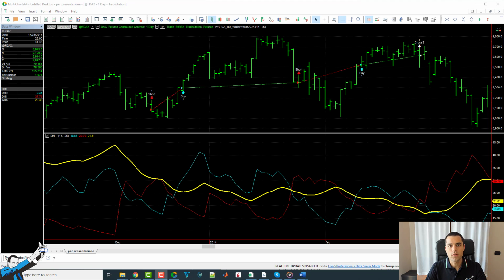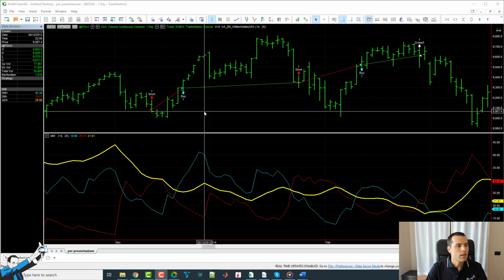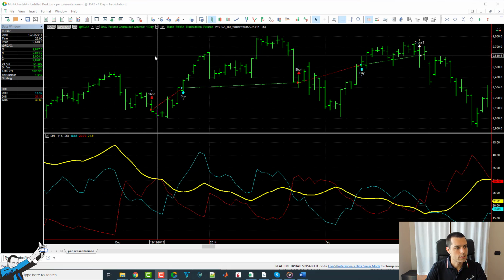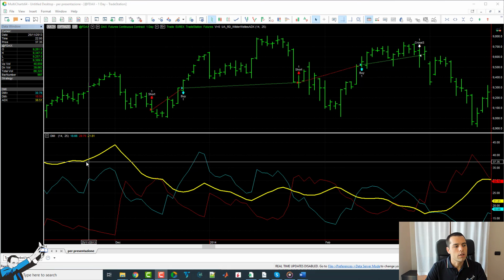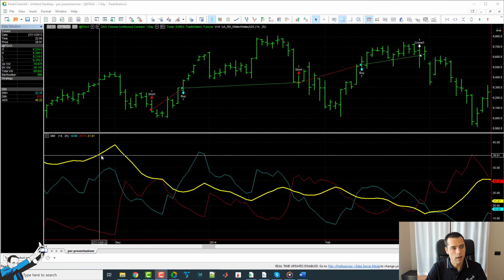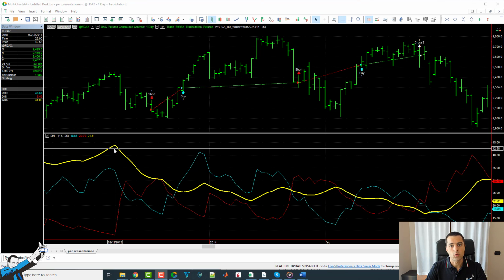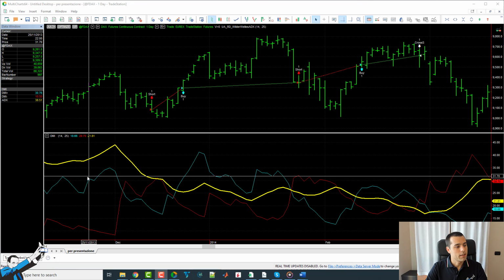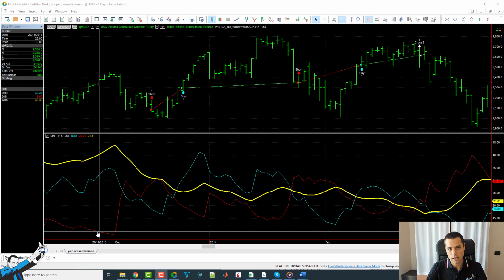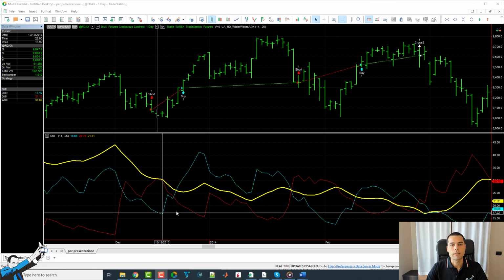So let's get started with the description of the strategy. Here you can see a daily chart of the future of DAX, and down here you may see three indicators. The first one, the yellow line, is related to the ADX value. Then the second line, the light blue line, regards the plus directional indicator, and the minus directional indicator is indicated by the red line. But which are the rules of this trading system?